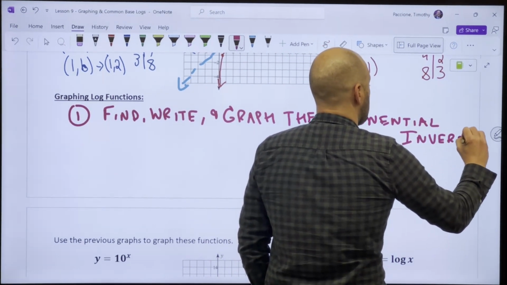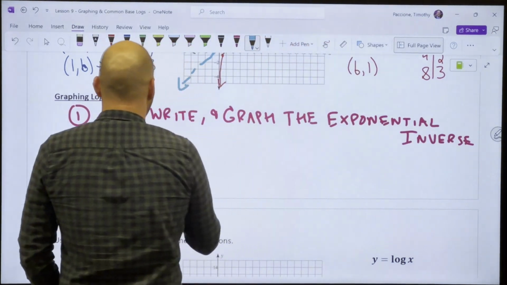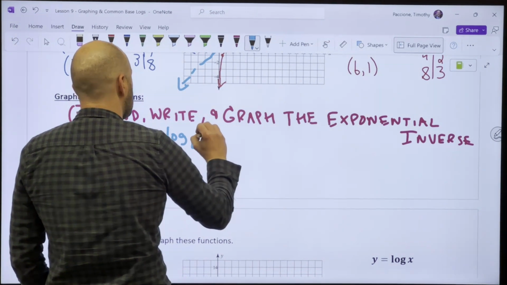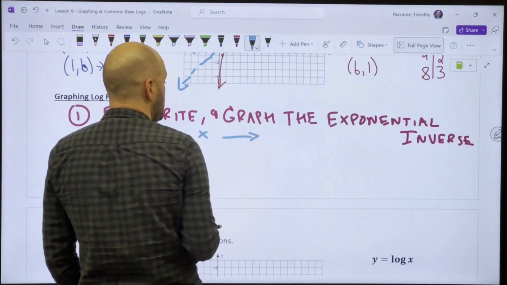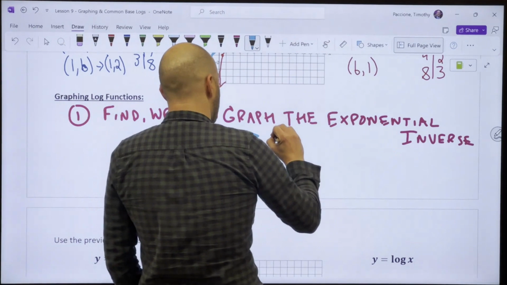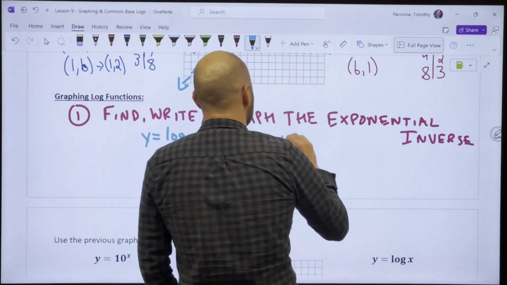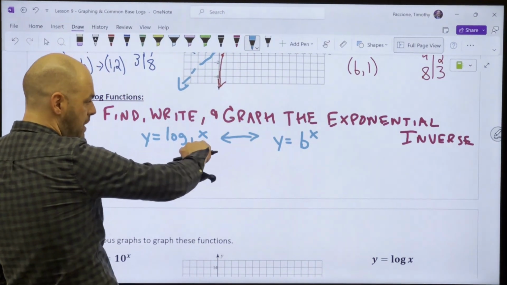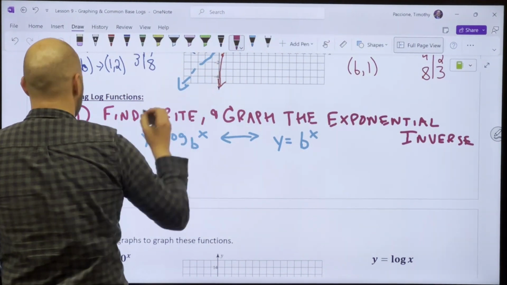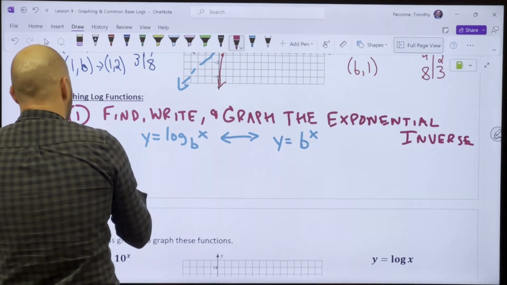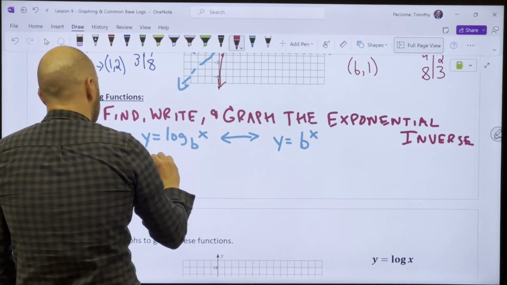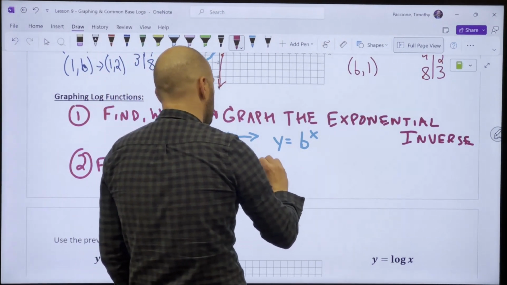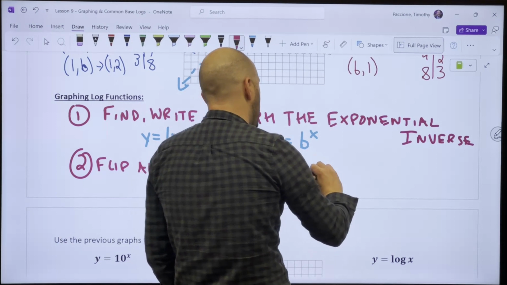So what does that look like? Well, if you are asked to graph y equals log of any base x, the inverse of that is y equals that base to the x, right? So you graph that, and then the second step is to flip all x, y points to graph your log, and you're done.